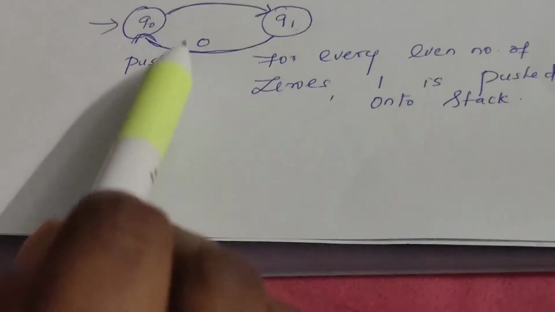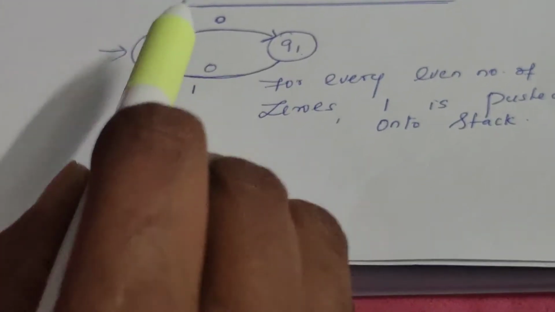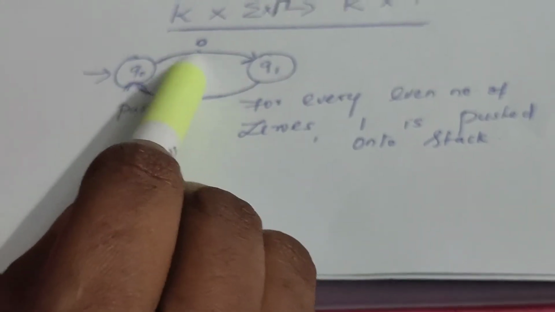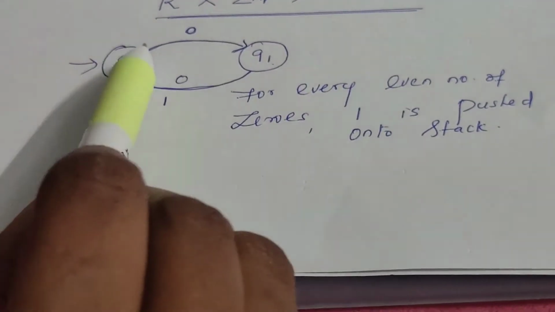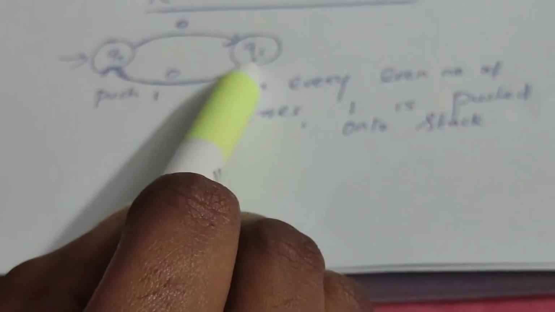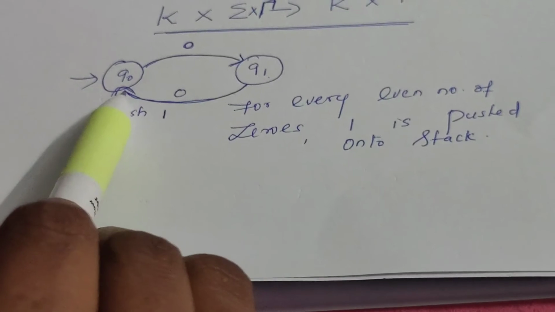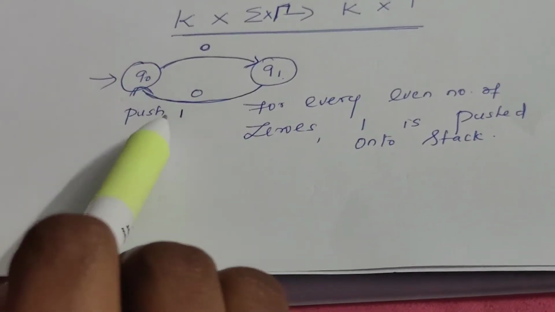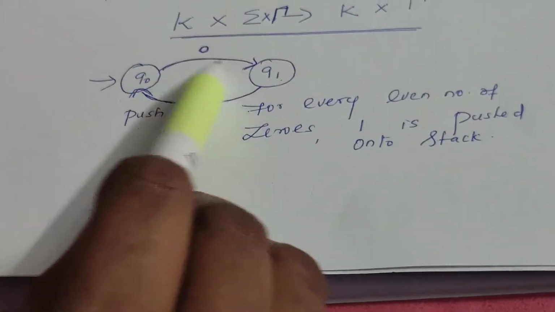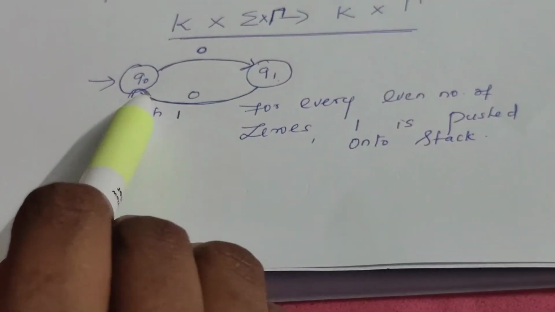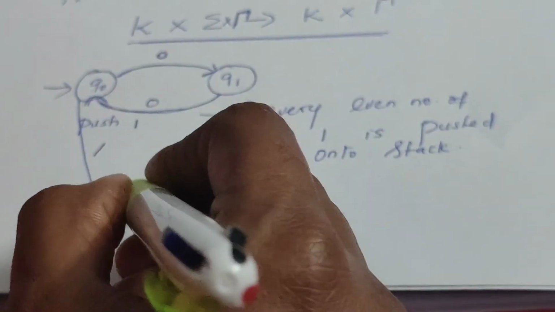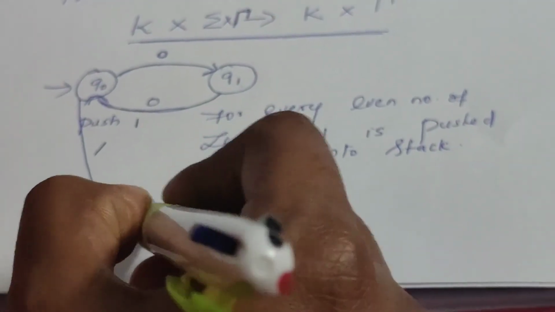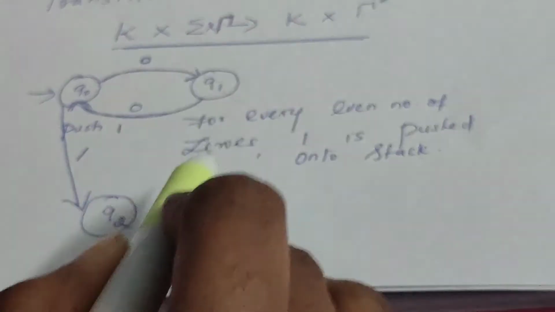So the logic is being just discussed as a glimpse in the form of a transition diagram. From the state Q0, it reads the first zero, nothing to do with the stack. On reading the second zero, push 1 onto the stack. On reading the third zero, it goes to Q1, no operation on the stack. On reading the fourth zero, it comes back to Q0. Now we are pushing one more 1 onto the stack. So between Q0 and Q1, it keeps switching for even number of zeros. After reading even number of zeros, from the state Q0, it happens for the PDA to read 1. When it reads 1, we change the state to Q2. So this is the logic for the change of states.